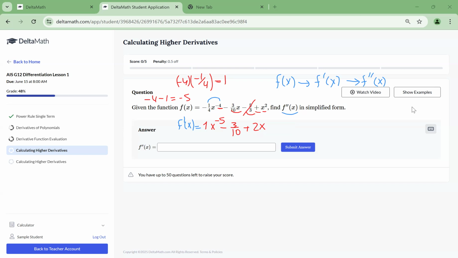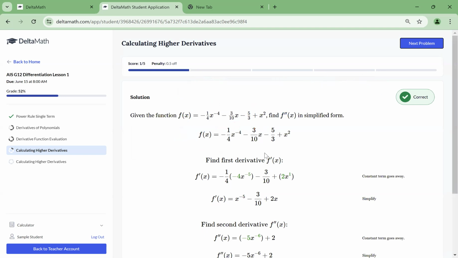Now we want to get f double dash of x, so we're going to differentiate again. We're going to differentiate the function that we already got. For this one, we have negative 5 times 1, which is negative 5, x power negative 6. We reduce the power by 1 again. And then this becomes 0. And then finally, this becomes plus 2. So the final answer is negative 5x power negative 6 plus 2. And this is the final answer.